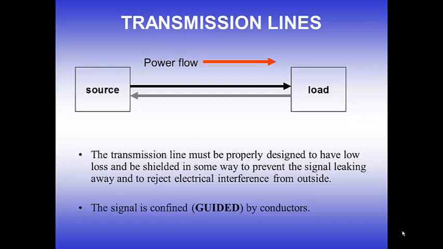So shown in red is the power flow from the source to the load, and the other two arrows are there to imply that usually there are two conductors and there's a forward-going current and a return path for the current.